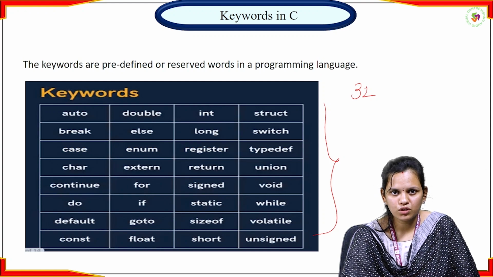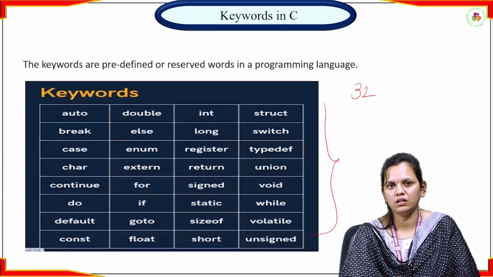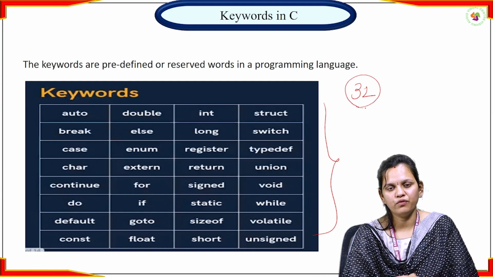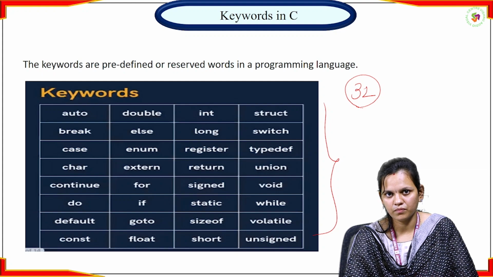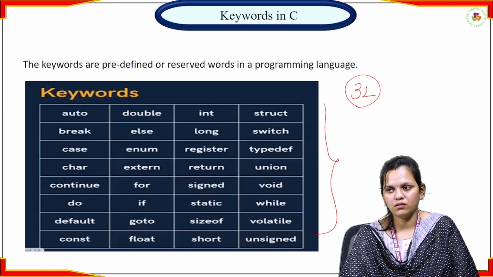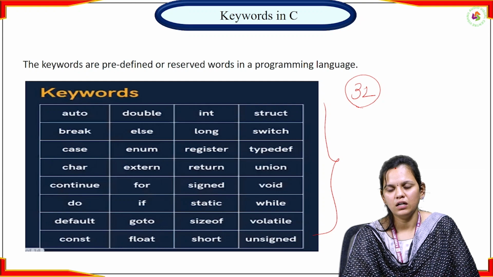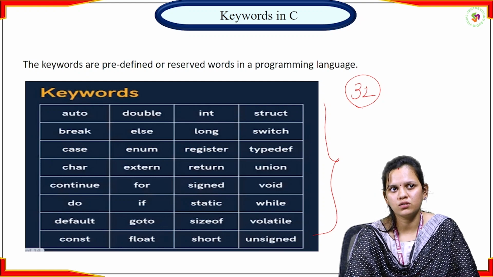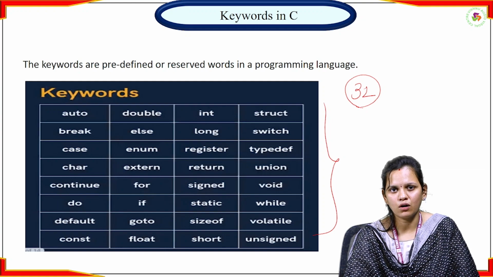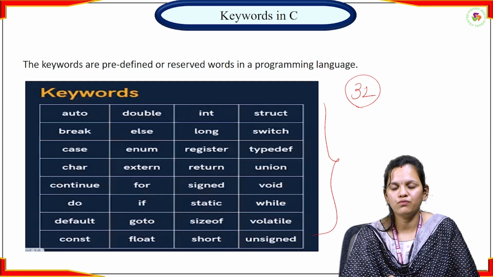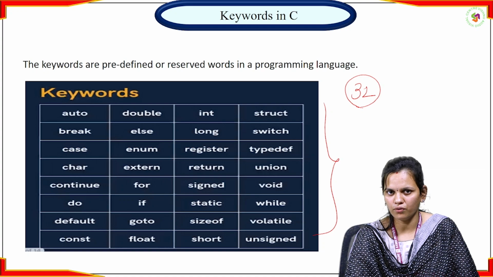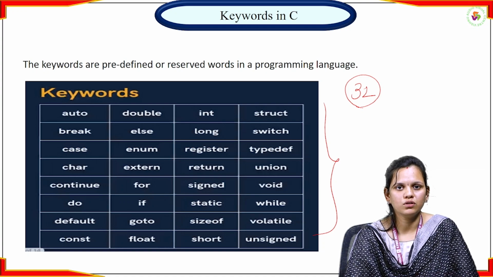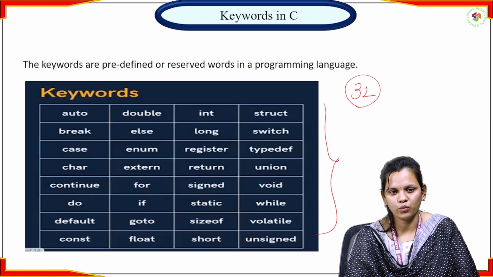And according to the versions of C, the number of keywords differs. Okay, so in ANSI C, we have 32 keywords, right? And in some other versions of C there are 44 keywords, and in other versions like C23 there are around 54 keywords. So it differs across the different versions of the C programming language. Okay, so all these are keywords in our C programming language.